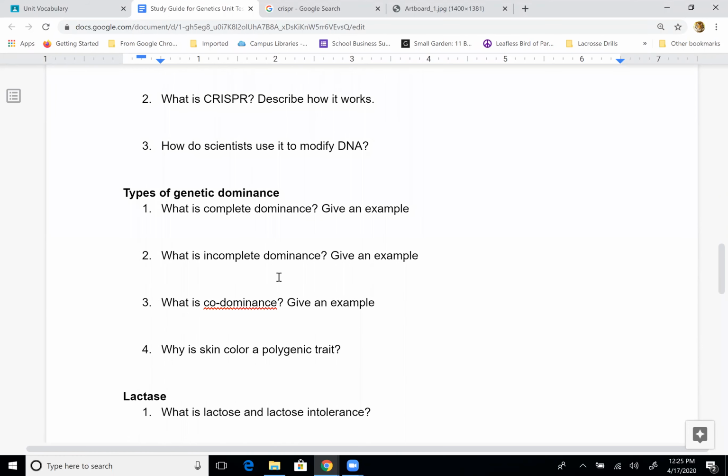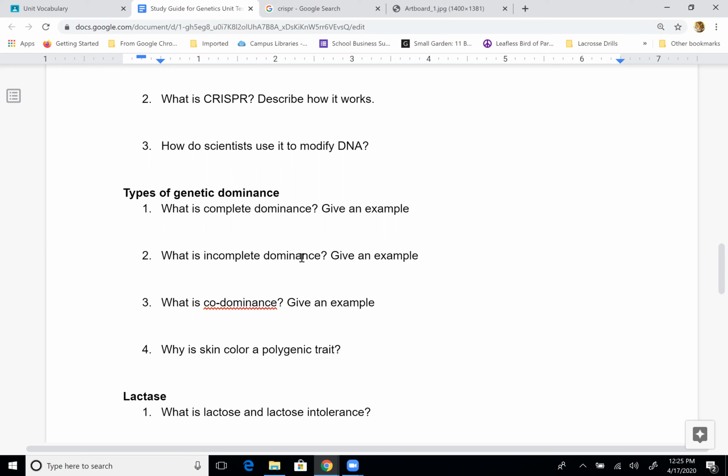Types of genetic dominance. These are easy questions that you can score a lot of points on. Complete dominance is when the recessive is always dominated by the dominant allele of a gene. So alleles are again a flavor of gene. The gene for eye color has a blue eye color allele versus a brown eye color allele. So complete dominance is when the recessive is completely dominated by the dominant allele.